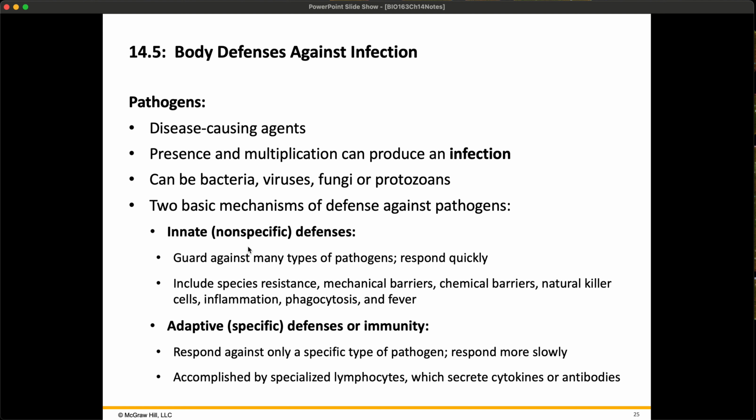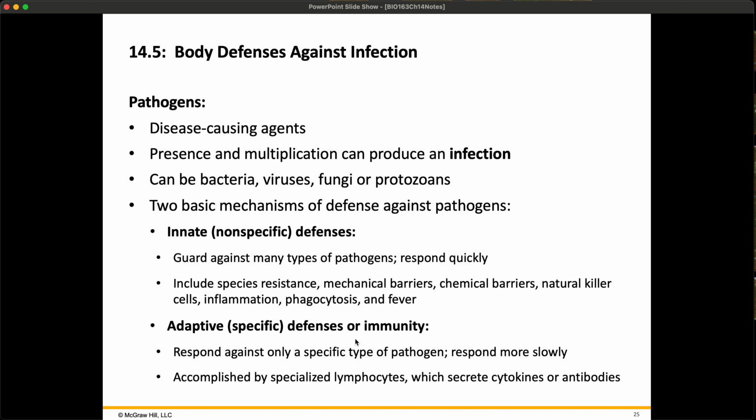So the innate, your non-specific defense system, guards against many types of pathogens. It is, again, non-specific, so it doesn't have to be a certain kind, like bacteria or virus. It doesn't matter if it's a specific bacteria down to the actual species of it. It's just going to respond really quickly, very generically. This is stuff like mechanical barriers, your skin, chemical barriers, natural killer cells, the inflammation process, phagocytosis, fever, all these general processes our body gets into.